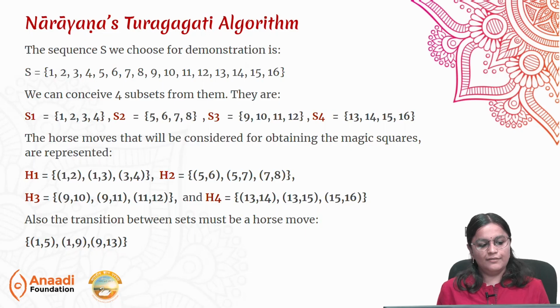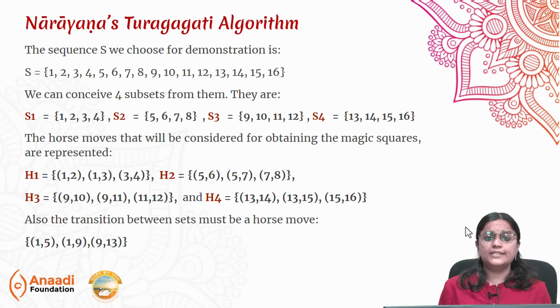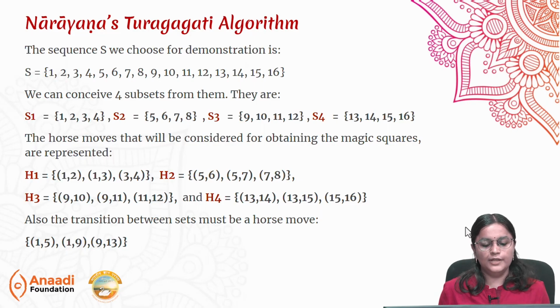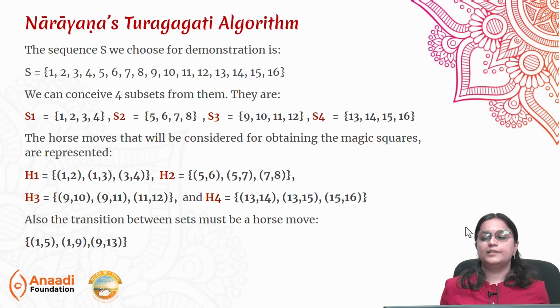Now, let us dive into Narayana's Turagagati algorithm. The sequence S that we choose for demonstration is as follows. So, S equals 1, 2, 3, 4, 5, 6, 7, 8, 9, 10, 11, 12, 13, 14, 15 and 16 as the numbers we will use. Now, once we have our sequence ready in place, we create 4 subsets out of this sequence. Let's look on the screen what these subsets look like.